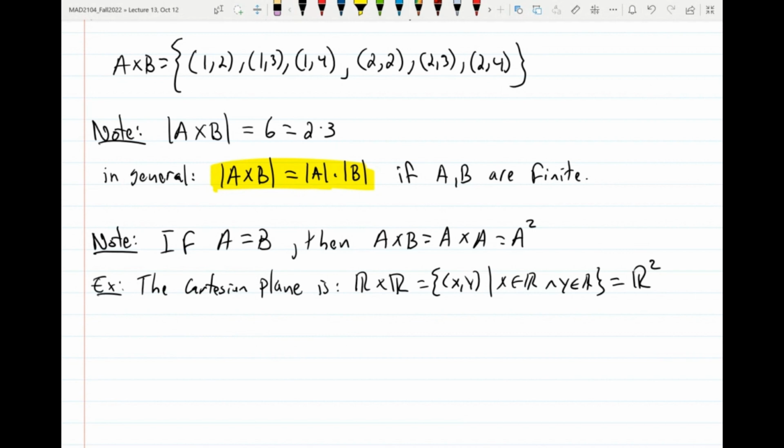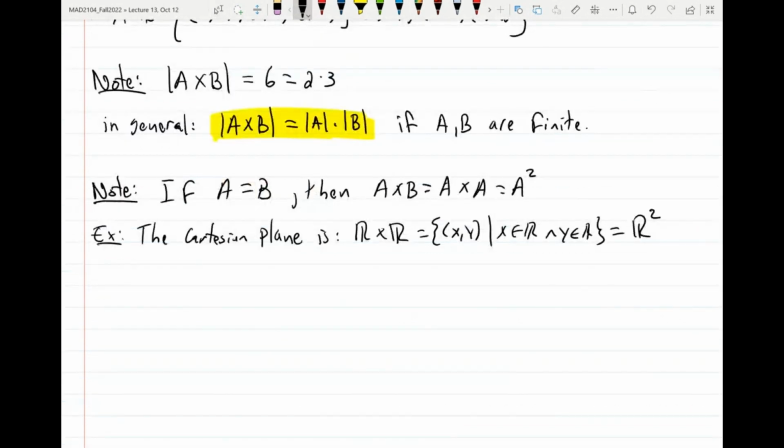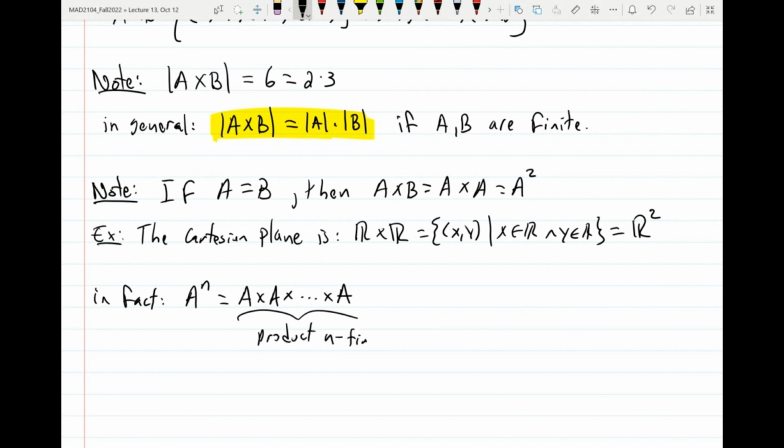Okay, so that's the Cartesian plane. So the point is that when you want to do a product of a set with itself, we have a special notation. So in fact, we have the notion of A^n, right? And this is just A cross A cross A, and this is just the product n times.